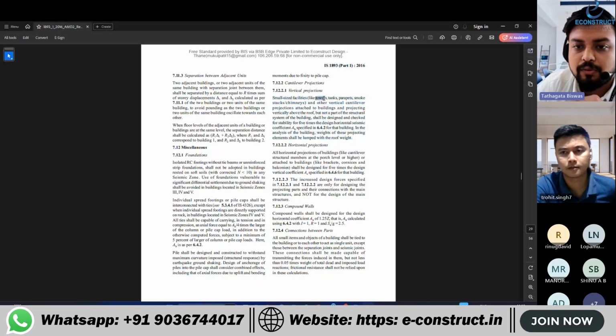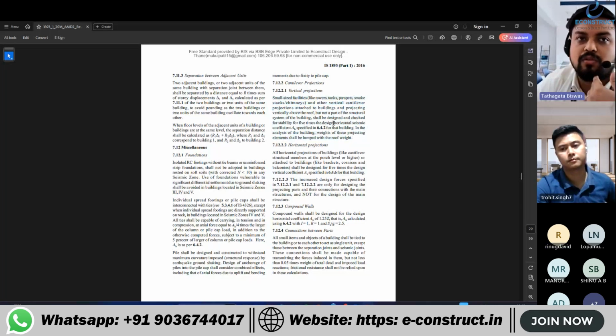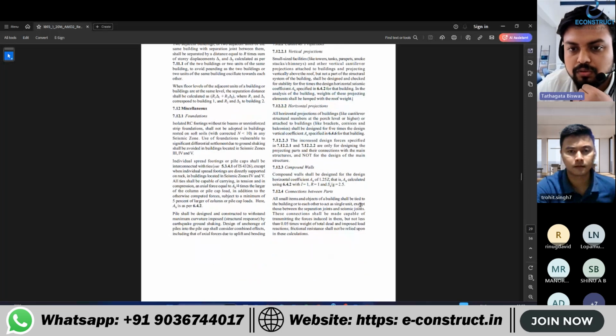Towers means the mobile towers. Have you seen the mobile towers? Sometimes they are put on the top of some roof. In those kinds of situations, definitely you need to, because the height of that projection is huge. For chimneys also, the height of the projection is huge. So in those kinds of cases, only then will this clause be valid. Understood?